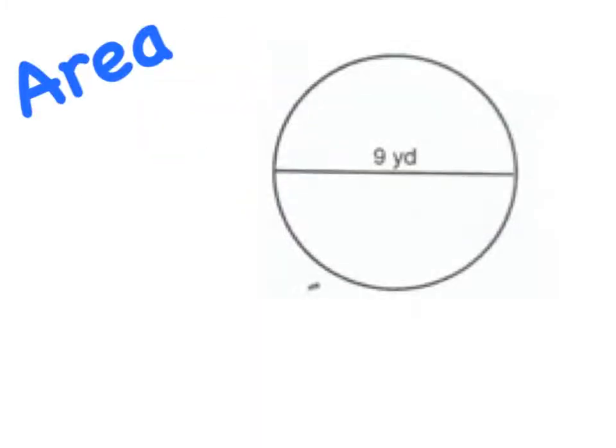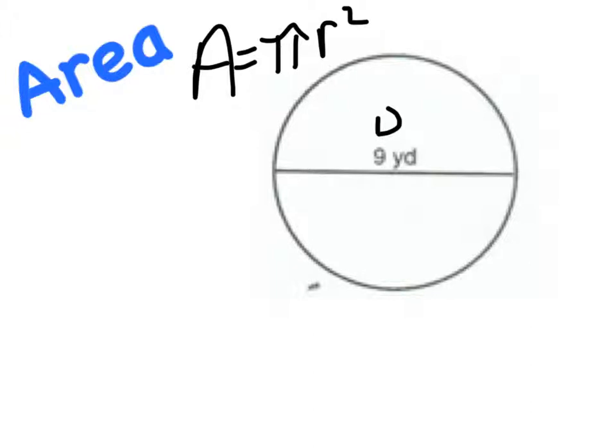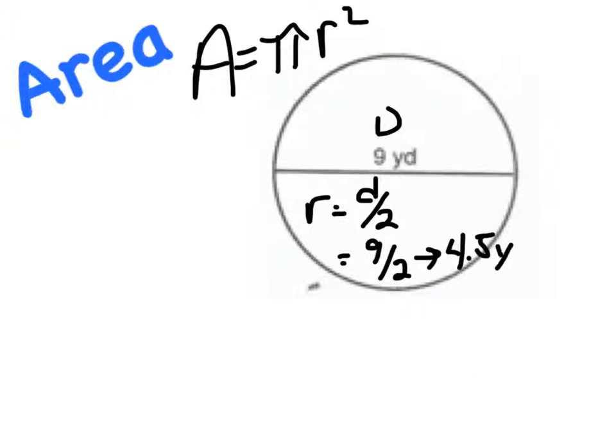For area, we have a different formula, and the area formula for a circle is always pi r squared, and we always have to use radius. So if you notice, they give us the diameter in this problem. So in order to figure out our radius, we would simply take our diameter and divide it by 2. So in this case, we have 9 divided by 2, which gives us 4.5 yards, and that now is our radius that we're going to use for this problem.